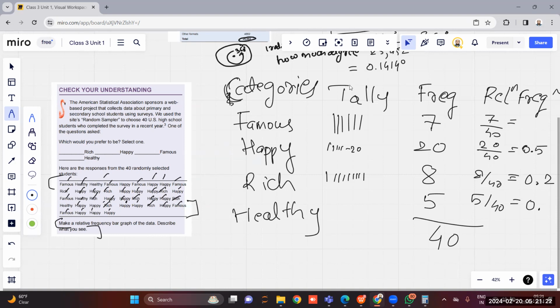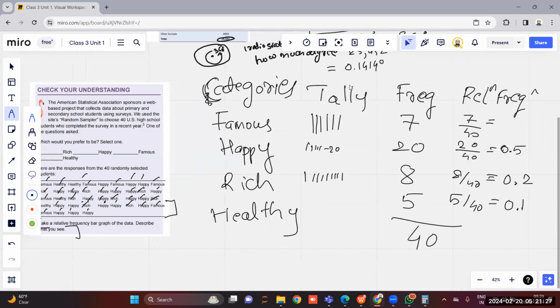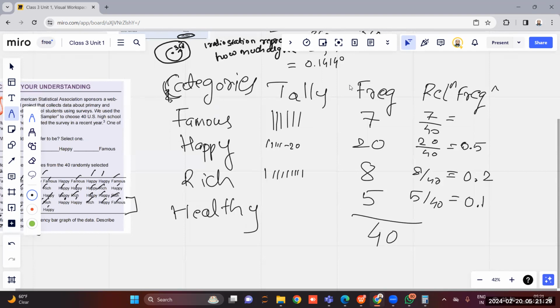How much will it be? 5 divided by 40 is 0.125. So what will be the relative frequency of each? This is 0.5, this is 0.2, this is 0.125. For 7 divided by 40 it is around 0.175, which is 0.175. Yes, done. Correct.